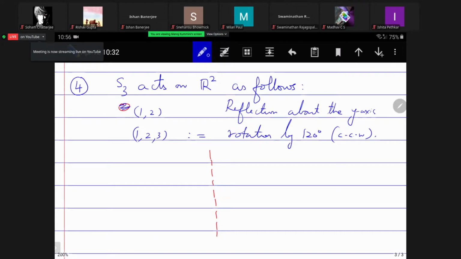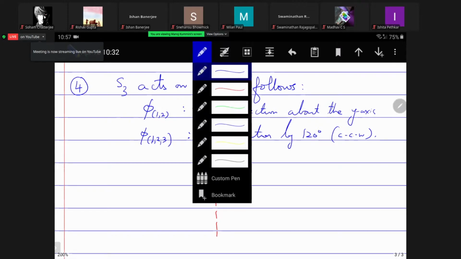Sorry. I should have been consistent with my notation. Phi of the cycle 1, 2 is rotation by this. And phi of the cycle 1, 2, 3 is this. Is it clear now? Yes, sir. Yeah, I'm defining the action. I should, yeah, this is the correct way to define it. It is just some shortcut which is not correct.